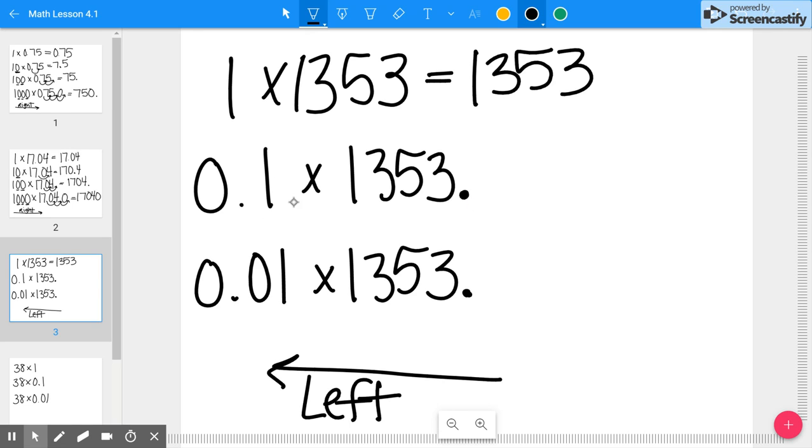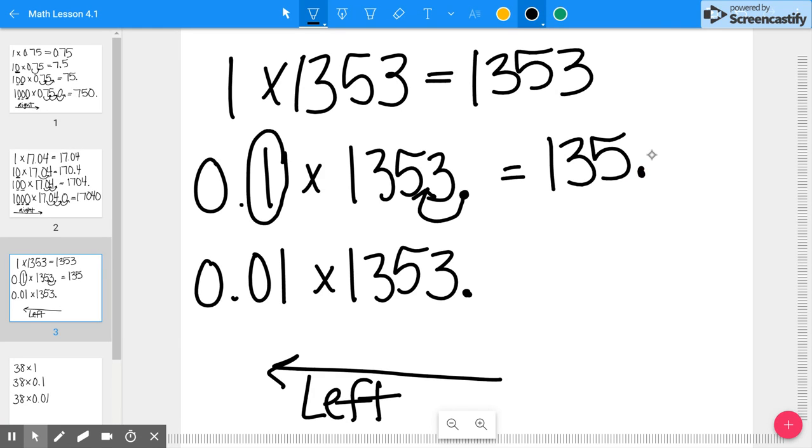So when I have a decimal here, like 1/10, I'm going to know how many times to move my decimal point to the left based off of the amount of numbers after the decimal. In 1/10, I only have one number after the decimal point. So I'm going to move my decimal point one time. So my answer now becomes 135 and 3/10.